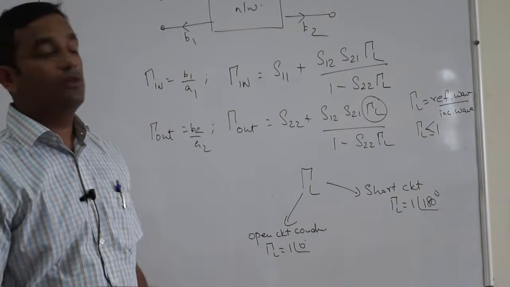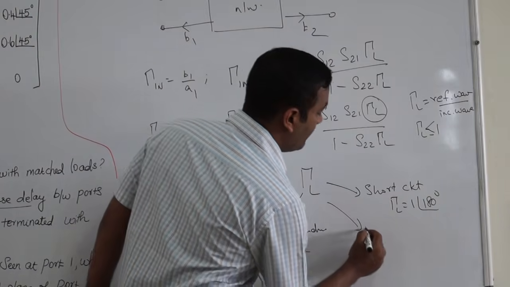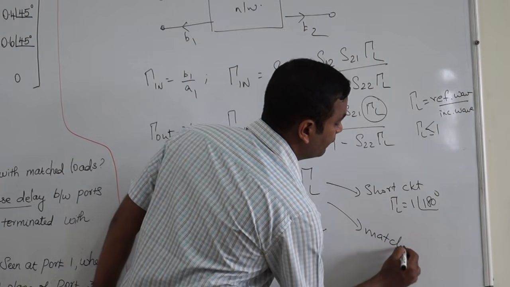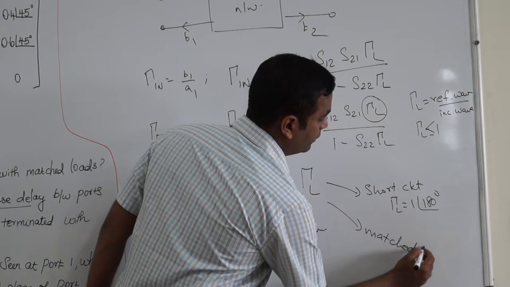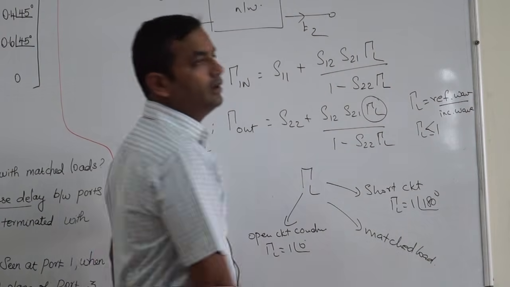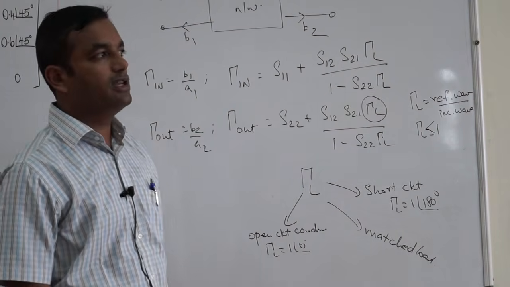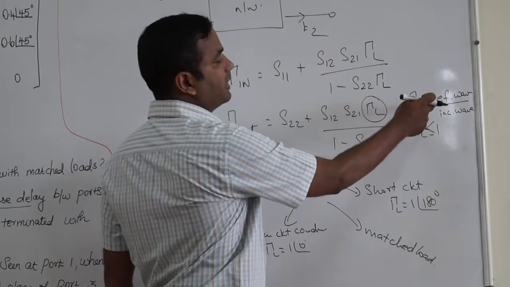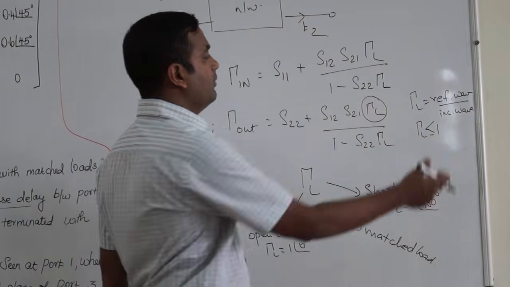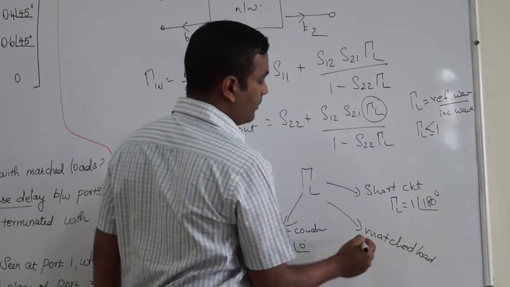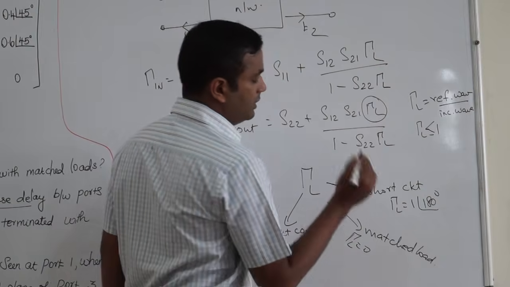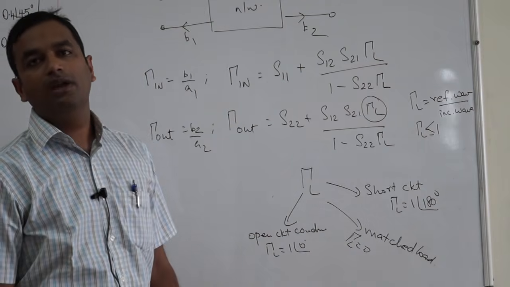There is another condition. What will be the gamma L value when there is a matched load Z0? All the input signal will be absorbed by the load, so there will be no signal that gets reflected back. So what happens to gamma L? Gamma L will be 0.